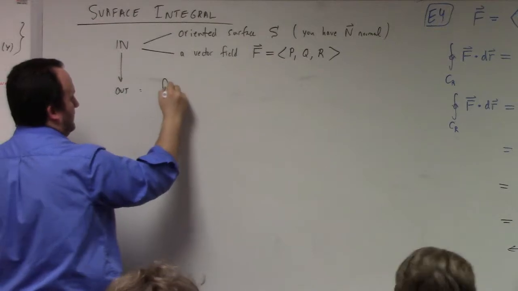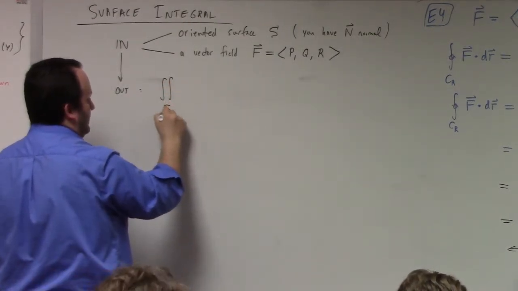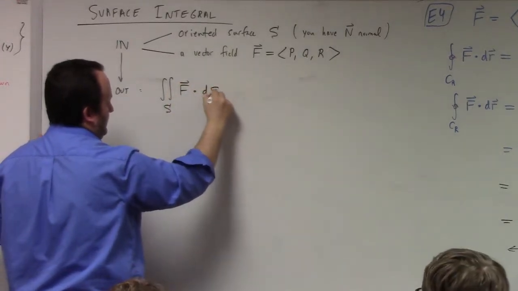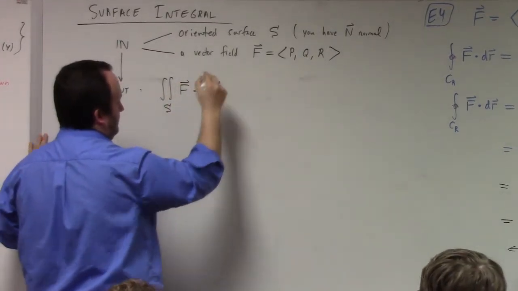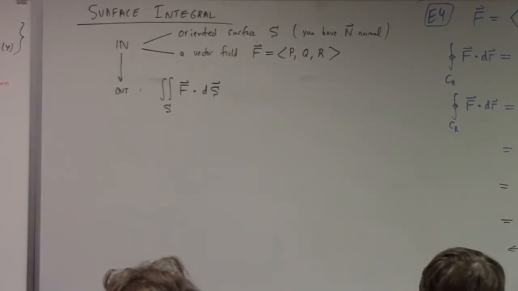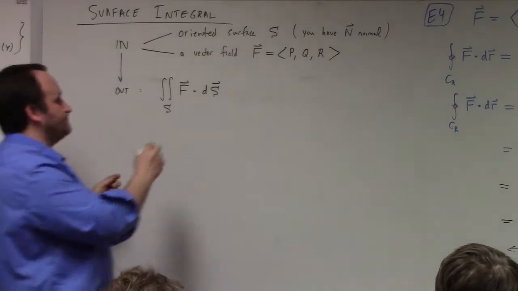I'll write two integrals. It's kind of like an area integral. This is the surface integral of f dot dS. So this is our notation for the surface integral. This is a measure of what's called the flux of the vector field through the surface. And I'll just give you the definition.